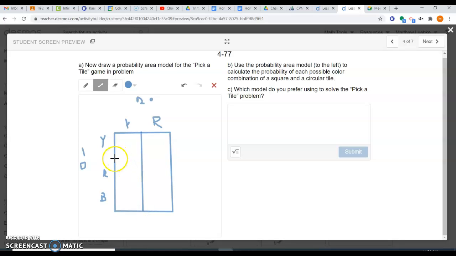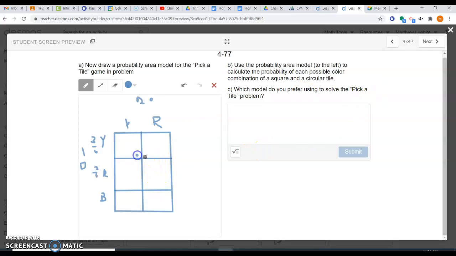Okay, and now I'm going to split up my boxes so that it looks more like my area model. Now I need to fill in what goes in each and every box. Well, again, before I can figure out what goes in the box, I got to think about the probability of each. The probability of getting a yellow square was 3 out of 6. The probability of getting a red square was 2 out of 6. And you could fill in the rest. They're the same as it was on the last slide.